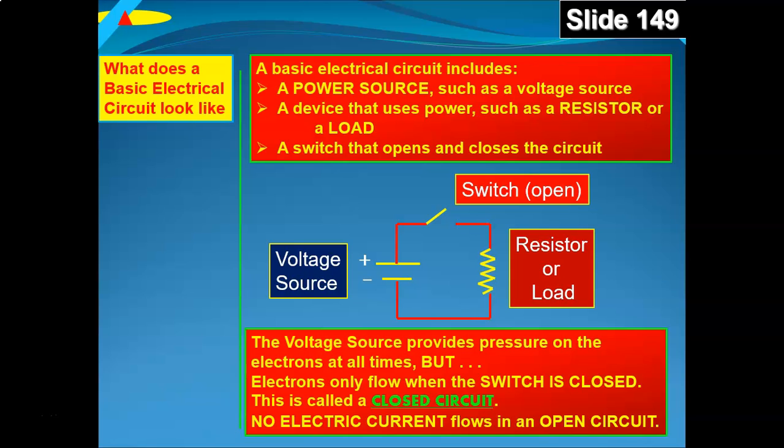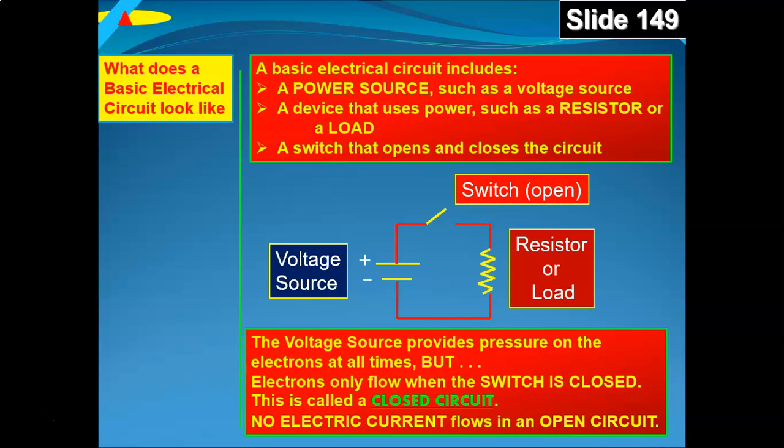That's the jagged line. That could be the light bulb of the flashlight. And then the switch that allows the electricity to flow or not flow. The voltage source provides pressure on the electrons at all times. But electrons only flow when the switch is closed. This is called a closed circuit.